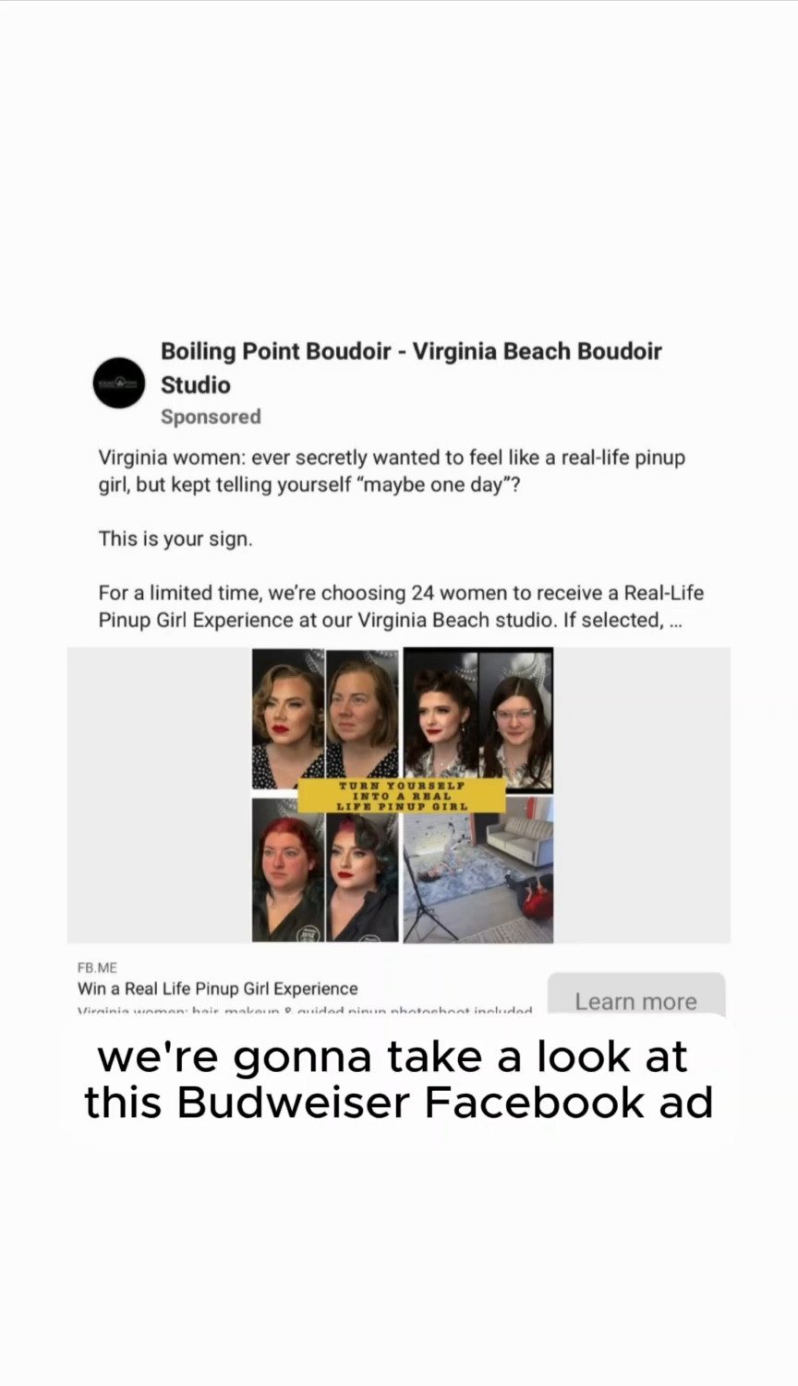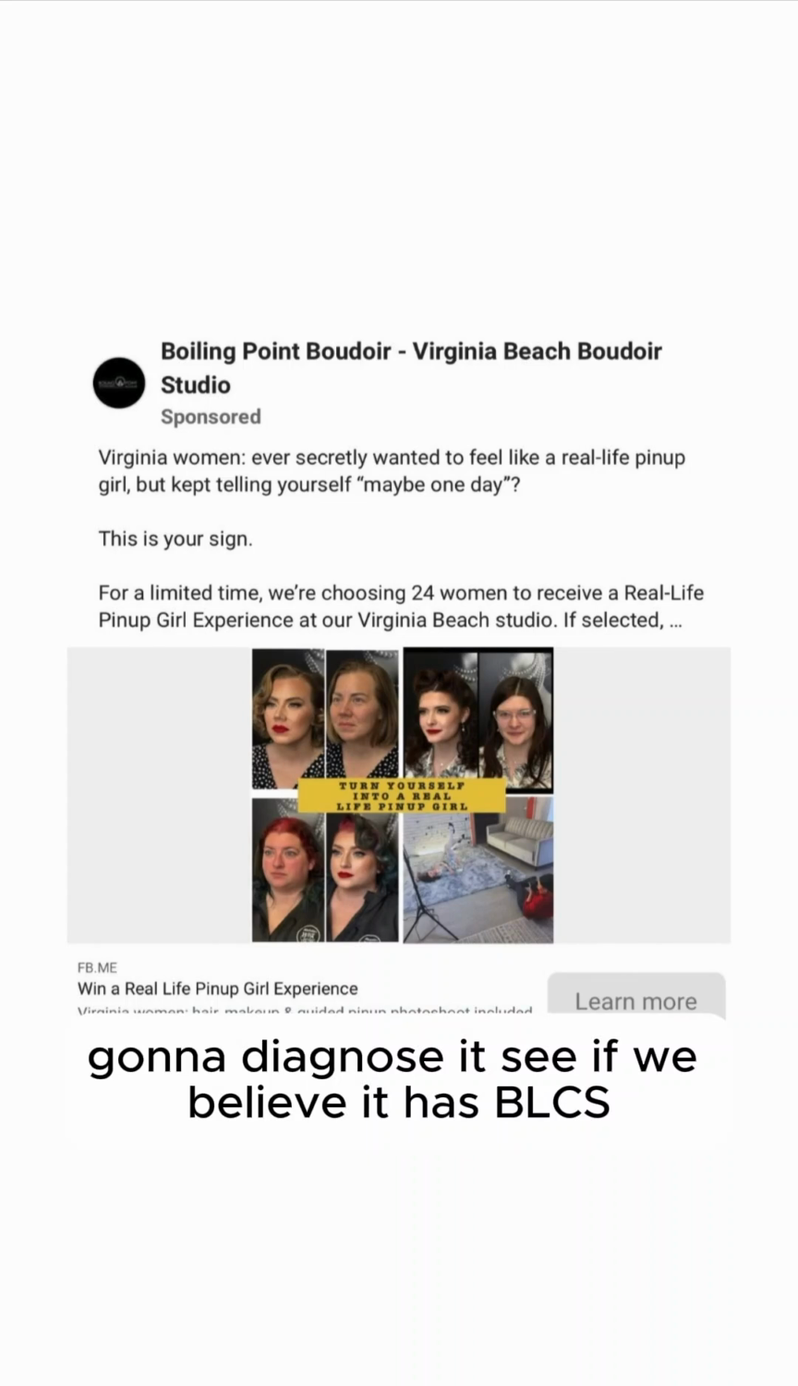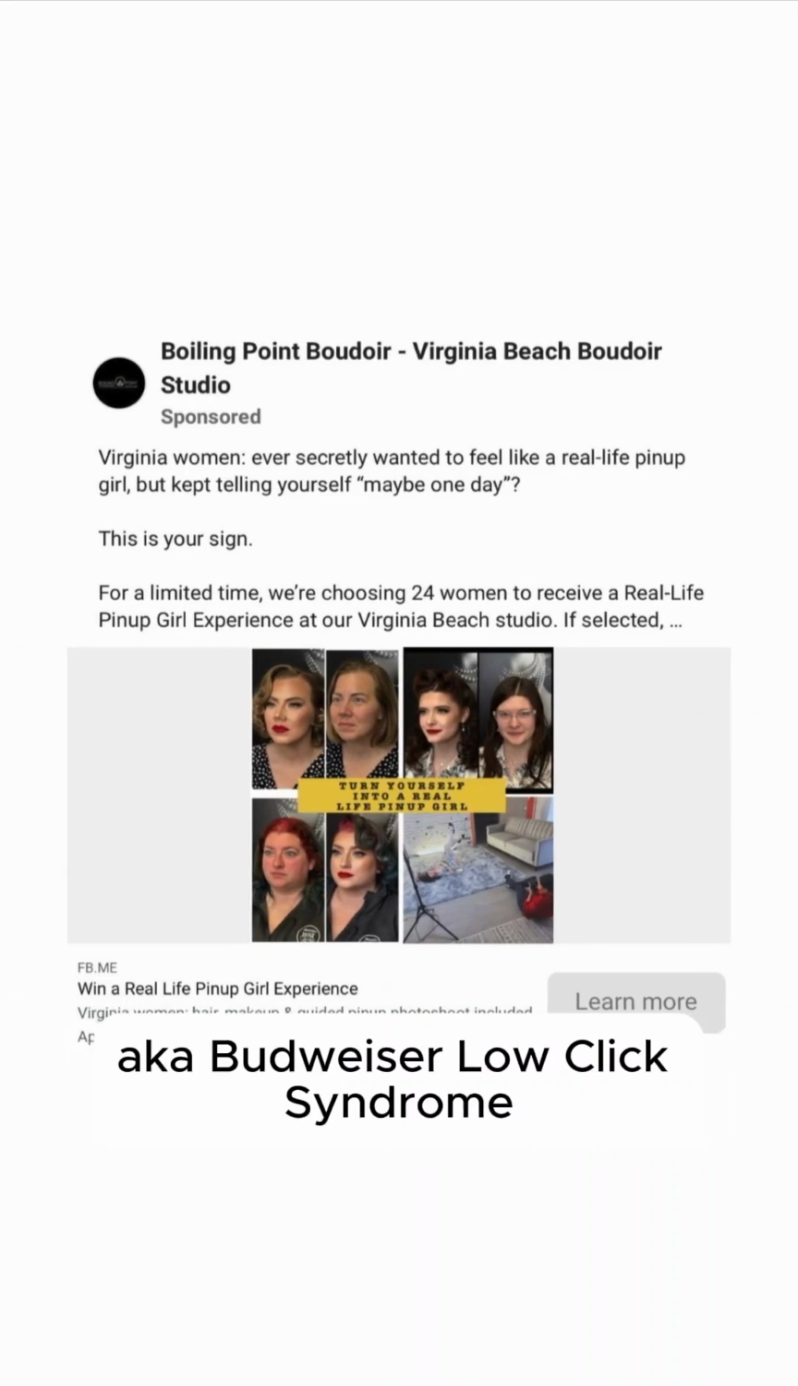All right, y'all, we're going to take a look at this Boudoir Facebook ad. We're going to diagnose it, see if we believe it has BLCS, aka Boudoir low click syndrome.